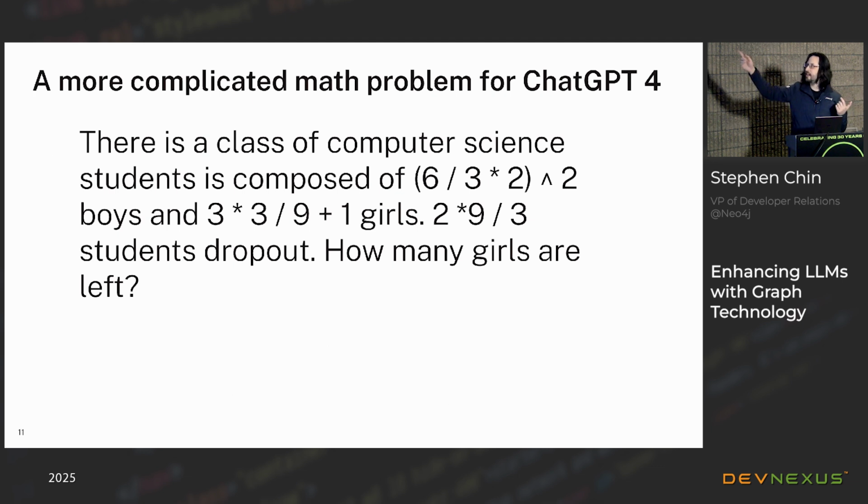Now, I did kind of pick numbers which are easy to do in your head. So you can kind of, what was this like? 4 to the second power 16, 3 times 3. Okay, so 2 girls left, and then 6 students dropped out. So how many girls are left? Any takers?